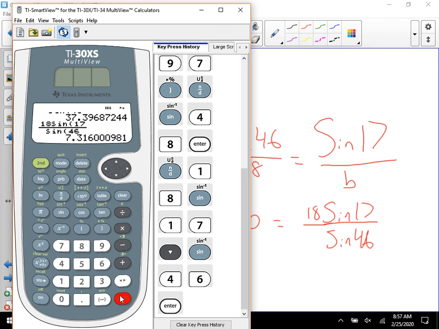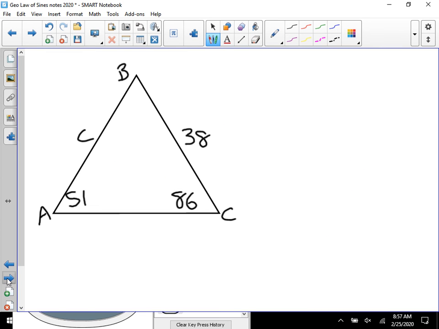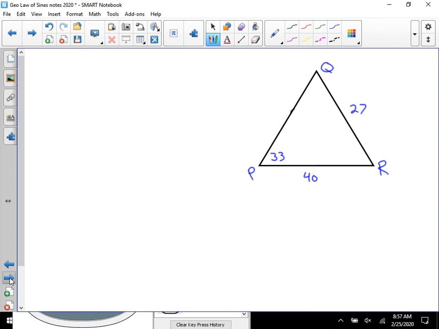It's a sad one, isn't it? Okay. All right, let's try one with an angle. All right, let's try this one. So we have A, B, and C. The other way that this can happen is we have to find an angle.